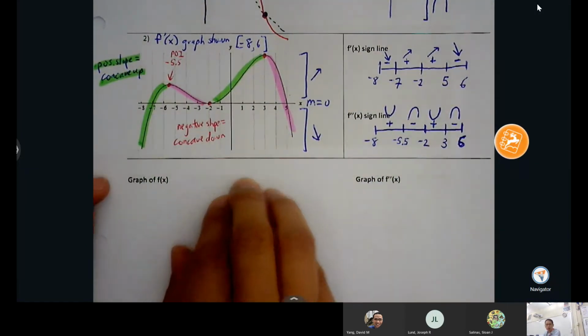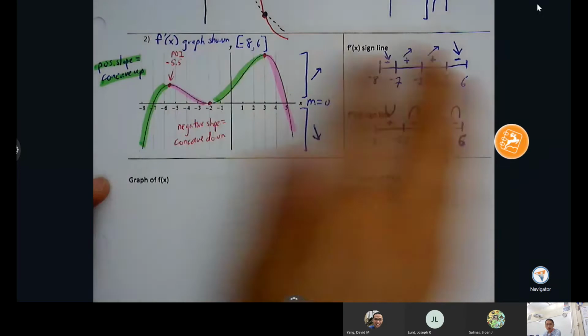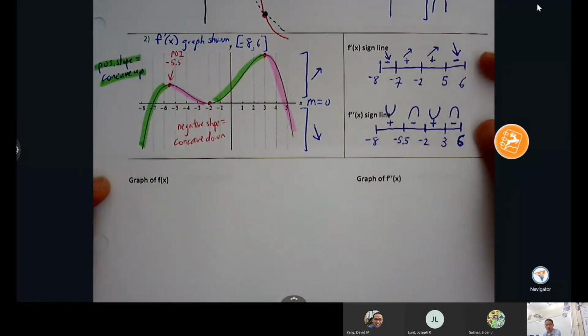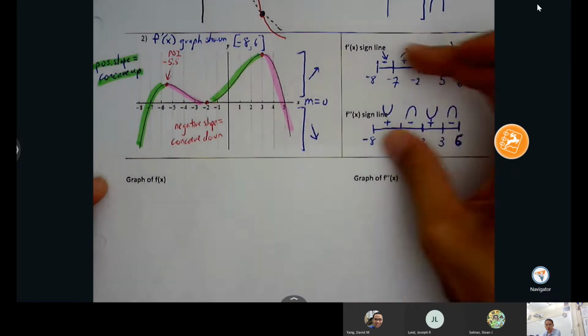All right, so now we have everything that we need. There's no need to look at this graph anymore. Now we're building everything off of our notations, our symbols, our critical points. Okay, everything that we need is here.